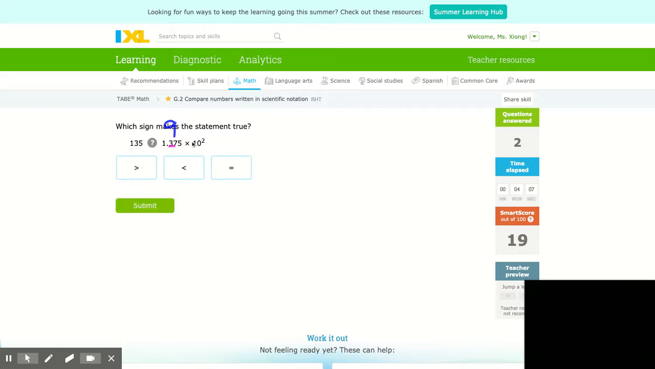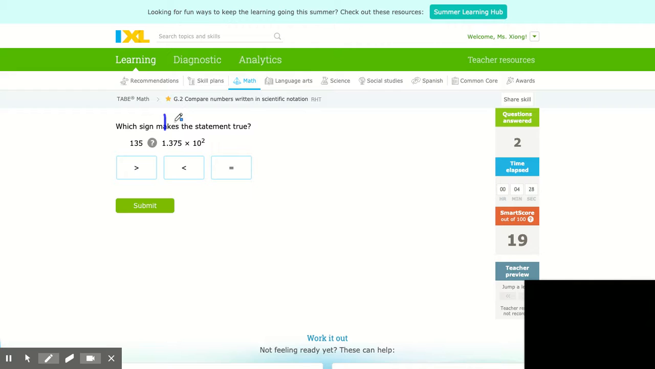All right, and then you just continue doing that. If you want, we can do this next one as well. So again, we have a standard form, and then we have a scientific notation. Let's go ahead and make them all standard form. So I have 10 to the second power. I need to move the decimal twice, right?